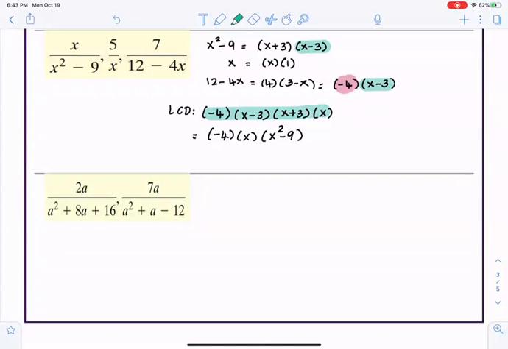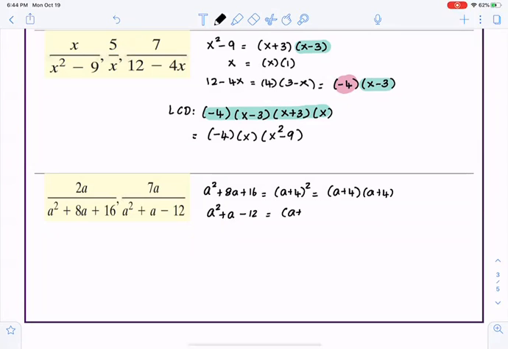Okay, so the first step is to factor. So we have a squared plus 8a plus 16, which is a plus 4 squared, but it is best to write it as a plus 4 times a plus 4, so you can visually see the factors. a squared plus a minus 12 would be a plus 4 times a minus 3.